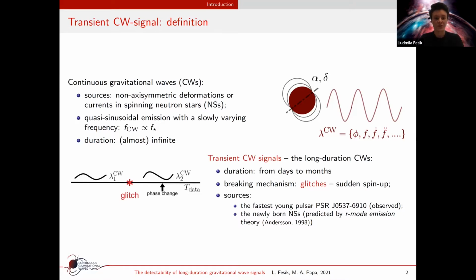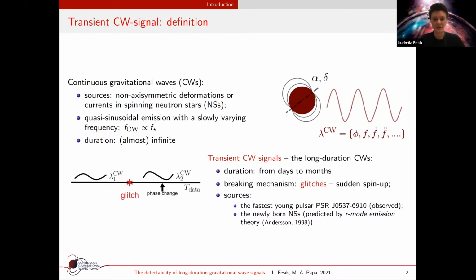I focus on a particular kind of continuous gravitational waves, which are long duration, but not infinite. They're also called transient continuous wave signals. These are signals that can be stopped or broken by so-called glitches, sudden spin-ups in the rotation of the neutron stars. Glitches were observed systematically in the fastest young pulsars in electromagnetic observation runs. Also, glitches as an effective mechanism to spin down newly born neutron stars are predicted by r-mode emission theory.